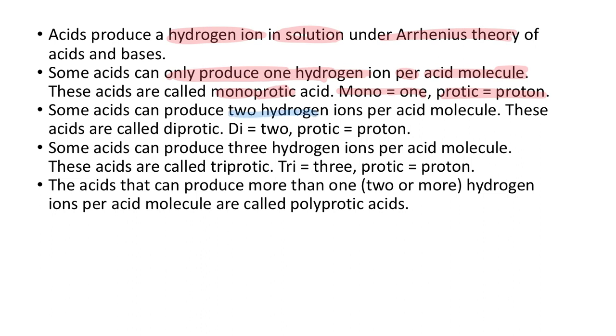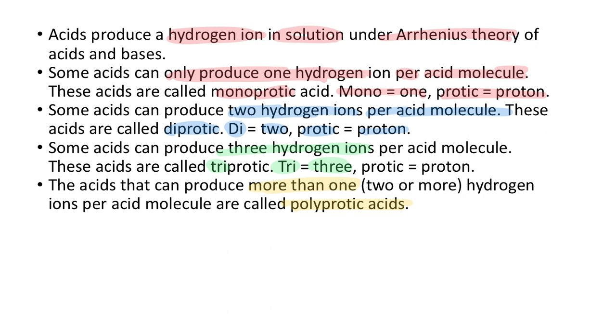Some other acids can produce two hydrogen ions per acid molecule. Because they can produce two, they're called diprotic, di being for two, protic for protons again. Then some of them are even more fancy: three hydrogen ions per acid molecule. No prizes for guessing, they're called triprotic. Effectively, you need to know which acids produce 1, 2, or 3 hydrogens per molecule. Acids that can produce more than one are called polyprotic, because poly just means many. Polyprotics include the di, the tri, and even the higher values.